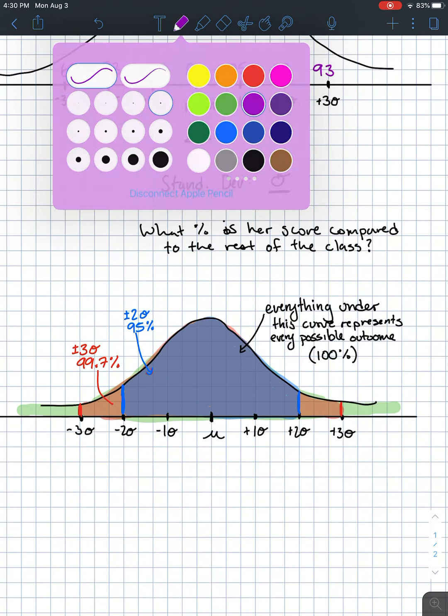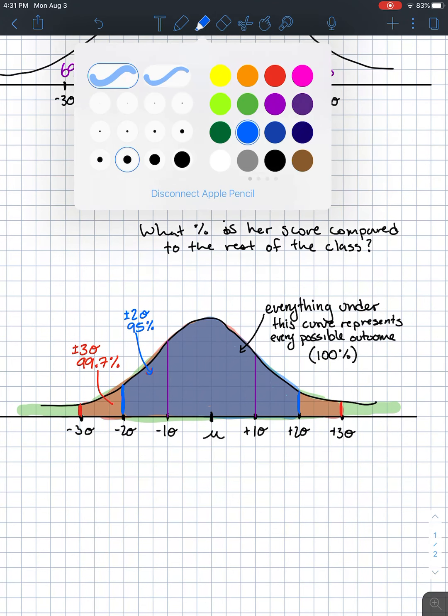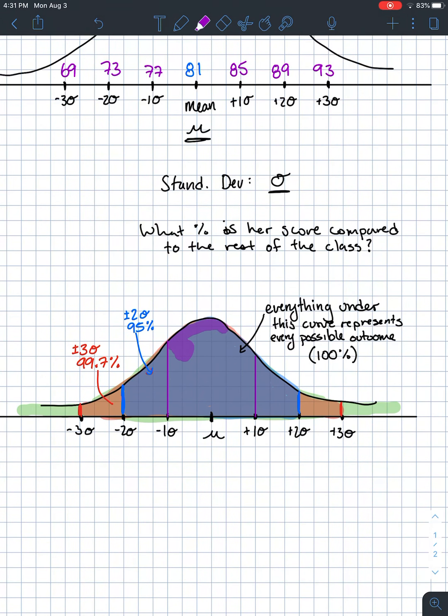And the last one we'll do here in purple is our 1 standard deviation. In between those, the purple section is plus or minus 1 standard deviation. So we're going 1 standard deviation above and below, and that is actually going to be 68% of all of our data.